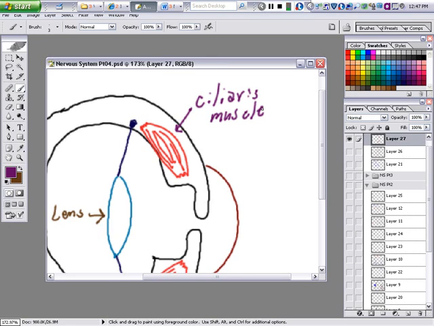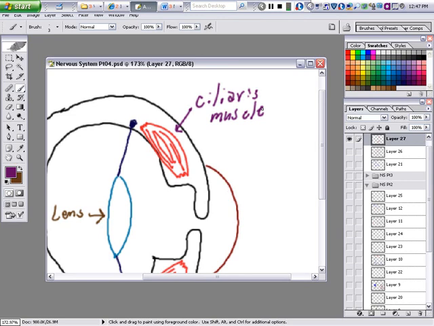Think about it like this. Okay, this is the lens. Let's see here. This is the lens when it's thin. Now at this point, when the lens is very thin, the ciliaris muscle is relaxed. It's relaxed. I know it's hard to think about it like this.